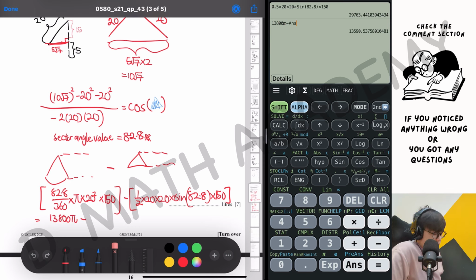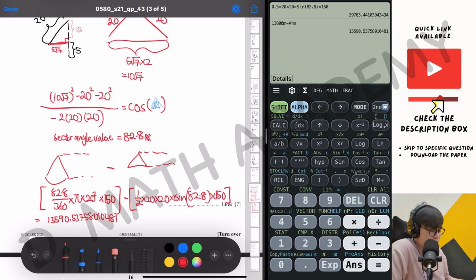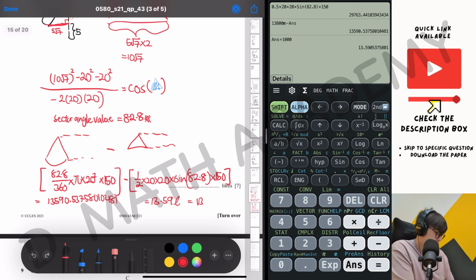Okay, and then this answer here is not final. Because they are looking for liters here, you need to divide it by 1000, and then you will get your answer as 13.6 liters after correcting it to 3 significant figures. So that's how you trace your final value of this.